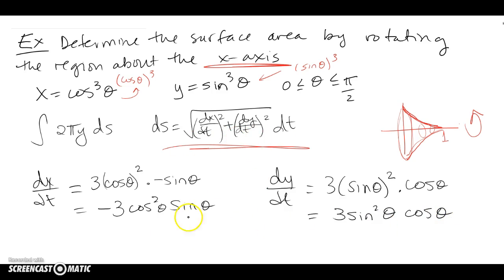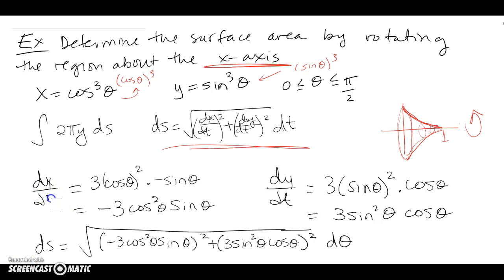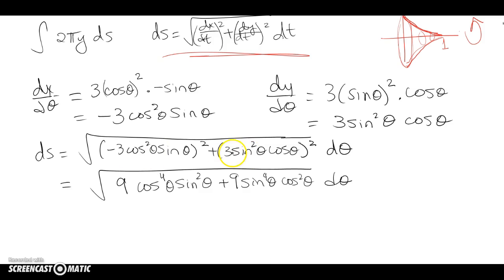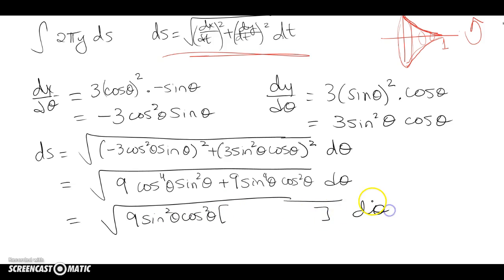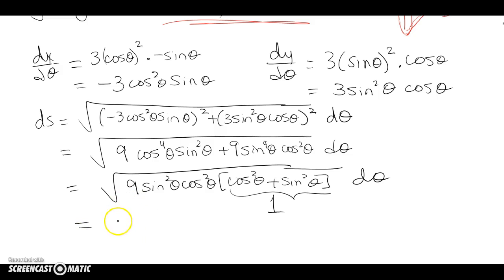So I have 3 sine squared theta cosine theta. Now to find my ds, I have to square and add these guys. So let's make a correction quickly. We're dealing with thetas. This really should be dy d theta and dx d theta. I put them into here and here and square them. So we square both quantities, and it looks like they have a 9 sine squared theta and cosine squared theta in common. Pull those guys out, and we end up with cosine squared theta plus, from here, sine squared theta. We know that's just equal to 1, and so we end up with 3, and technically speaking, we end up with absolute value of sine theta cosine theta when we take its square root.